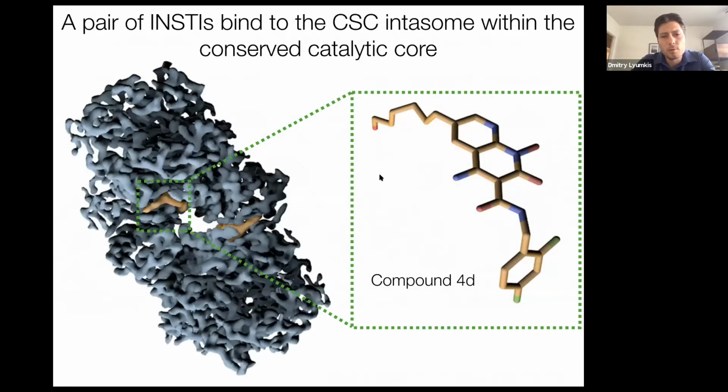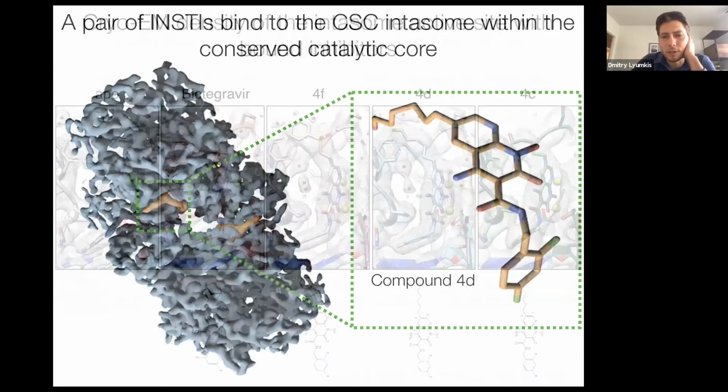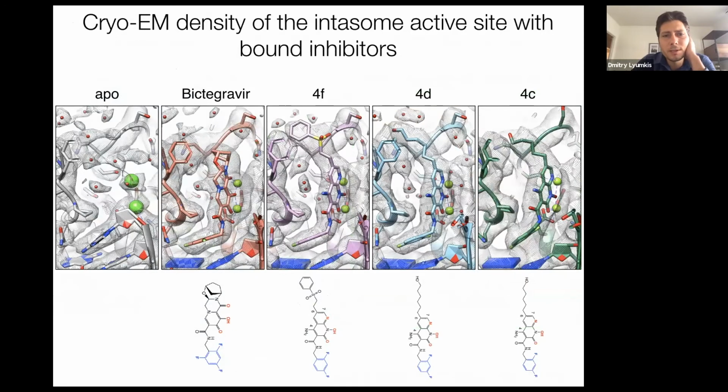Okay. So this is what the reconstructions look like within the conserved intasome core. And as you can see, these are twofold symmetric complexes, and we have 2 INSTIs, 2 Integrase Strand Transfer Inhibitors, bound to the active site of these complexes. And this is just the density inside.